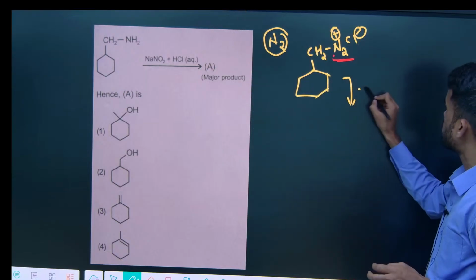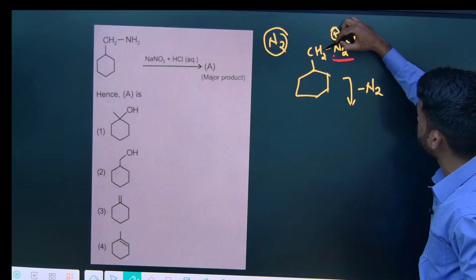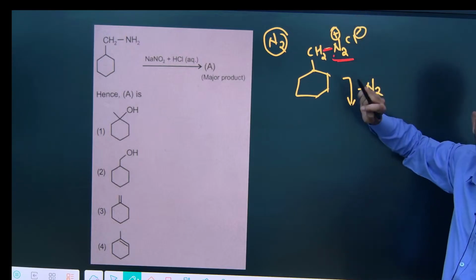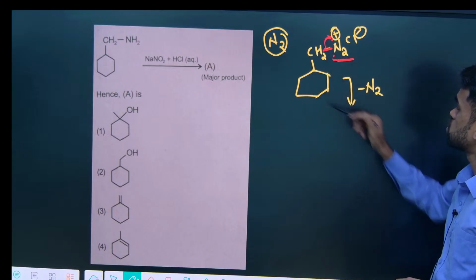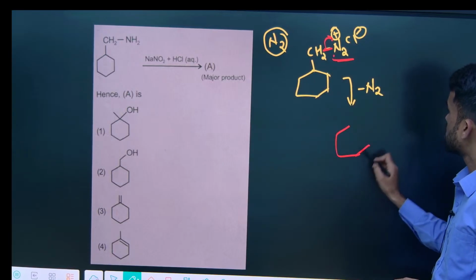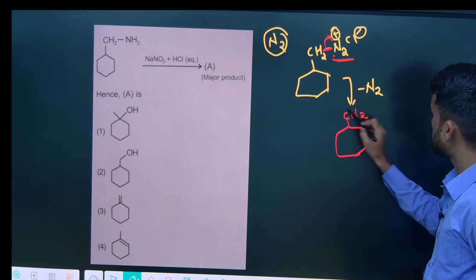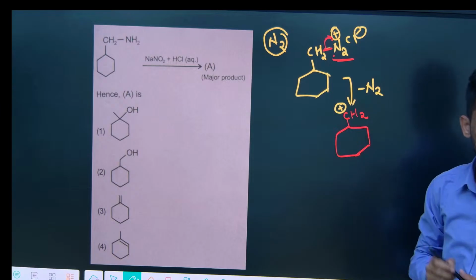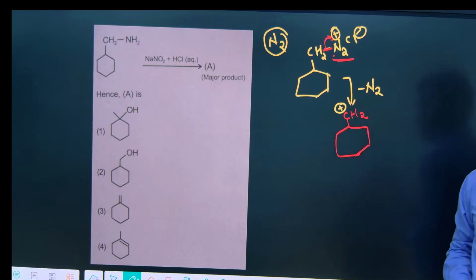So what is coming out here? N2 gas. If N2 gas is coming out, the sigma bond electrons are also taken by nitrogen, because nitrogen is more electronegative than carbon. So what charge is it creating on carbon now? Yes, a positive charge here. So we got cyclohexyl with CH2 positive, like this. But like this also there is no option right now.